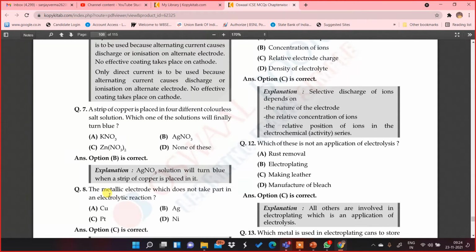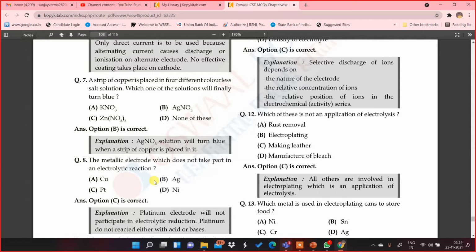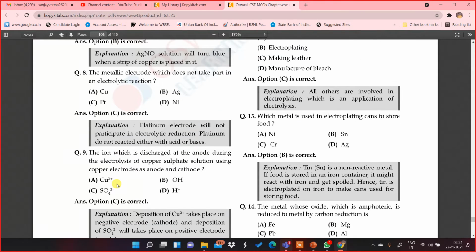Number 8. The metallic electrode which does not take part in an electrolytic reaction. Which one? Platinum. It is an inert electrode. Platinum is an inert electrode. Correct answer. Okay, that is number 8. Number 9.